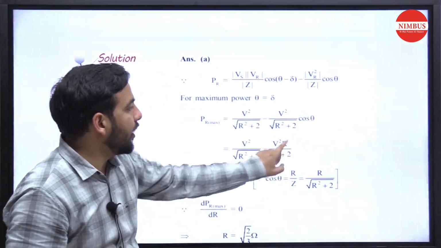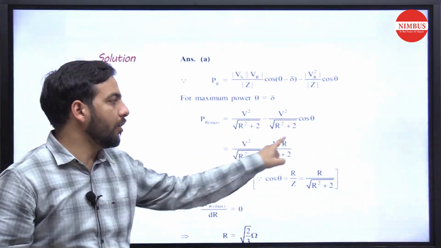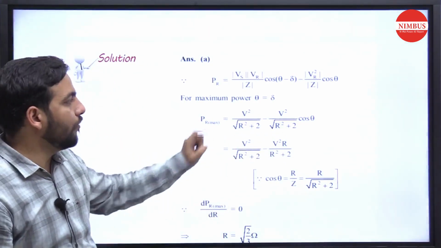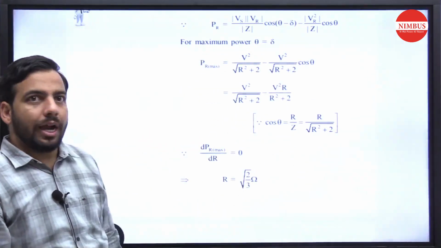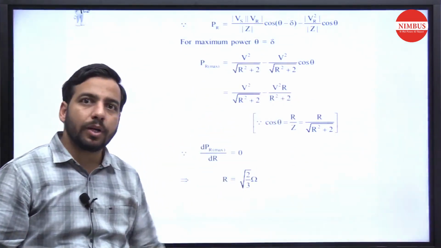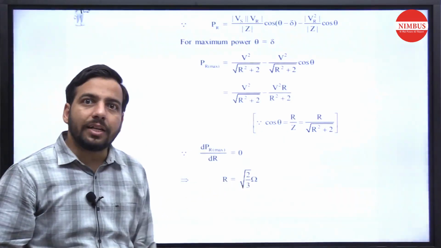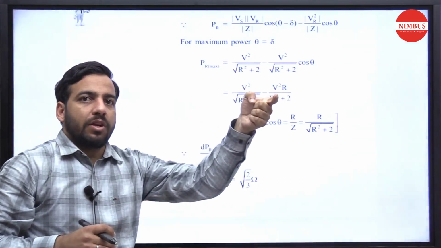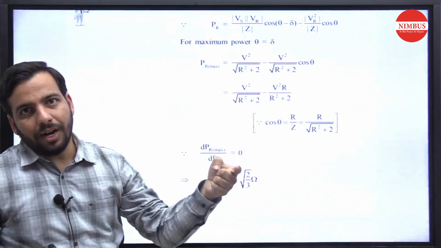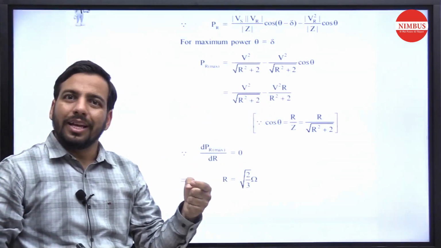When you put it here, it will be overall dependent on R. Now for the maximum value, we will differentiate PR with respect to R, and when you differentiate it with respect to R, the R value we get is equal to root 2 by 3. So the first question was regarding the per unit value.